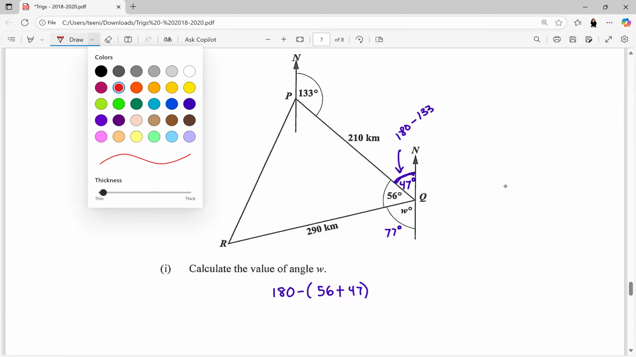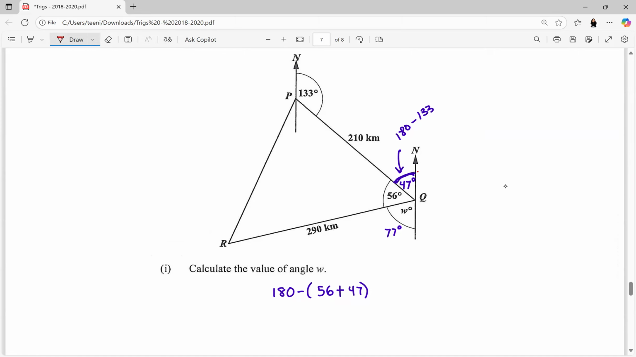So from Q means we are starting at Q. The clockwise angle will be the angle between the north line there and the line that connects P to Q. So this whole angle on the outside here. Well, we already know that here is 77 and here is 56. What about the outside here on the straight line? How many degrees would that be?